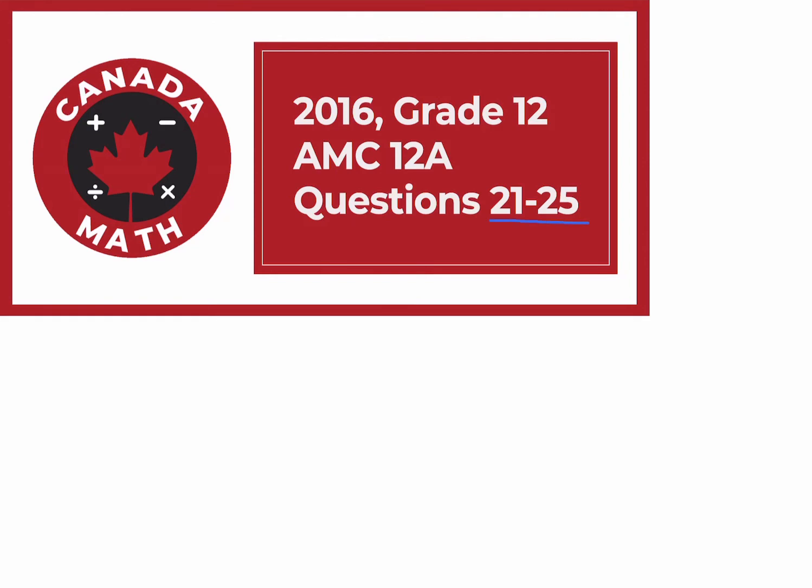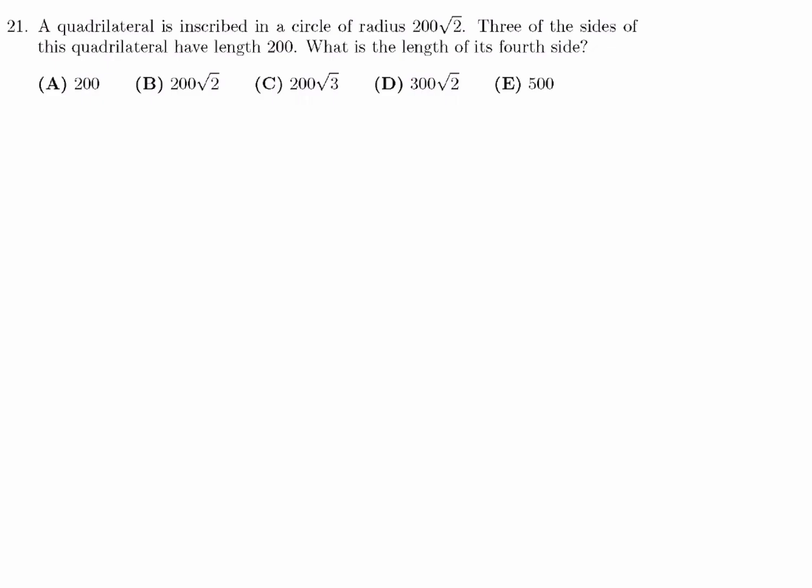Questions 21 through 25 on the 2016 Grade 12 AMC 12A. A quadrilateral is inscribed in a circle of radius 200 root 2. Three of the sides of this quadrilateral have length 200. What is the length of the fourth side?